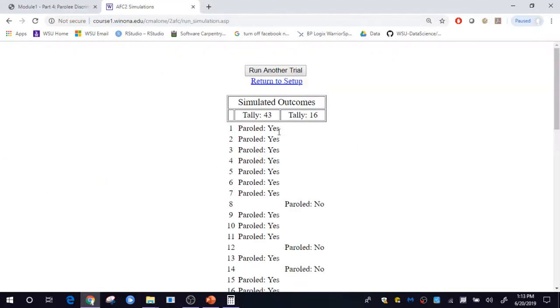So you can see here that the simulation app runs one set of those 59. So that first Native American received parole. That's what that indicates. The second received parole. The eighth one did not receive parole. And then that tally there just records how many individuals received parole. So 43 did here and 16 did not.